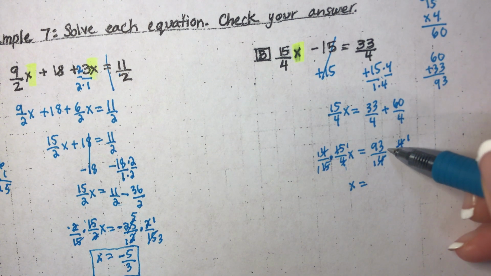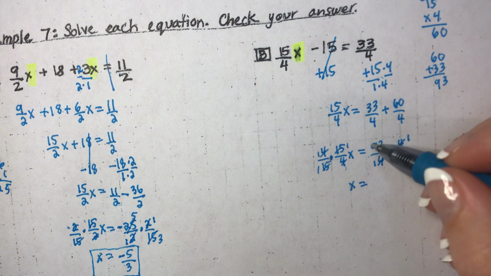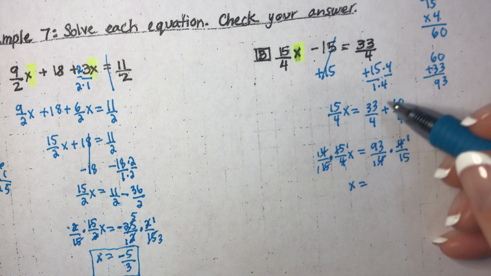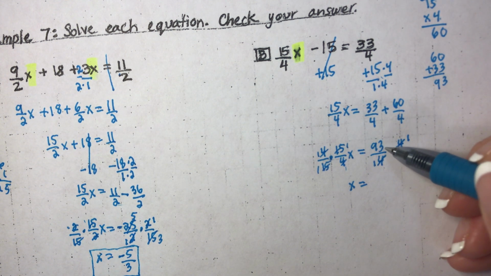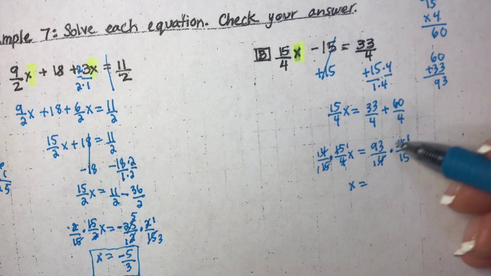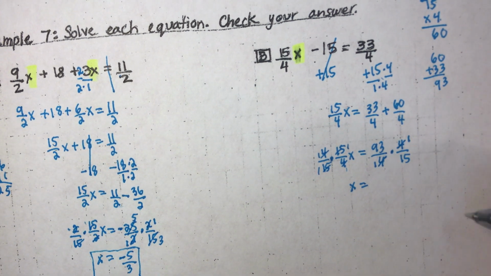To do that, I'm going to do the divisibility rules. How you know if a number is divisible by 3 is you take the digits, 9 and 3, and you add them together. 9 plus 3 is 12, and 12 is divisible by 3. That means 93 is divisible by 3. So I know it's divisible by 3.